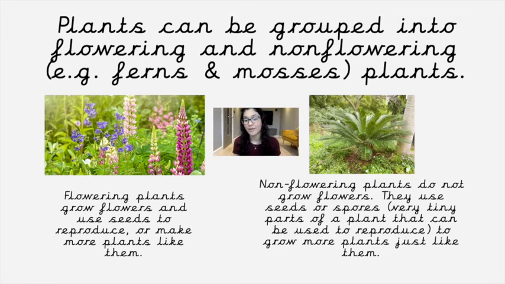You have the non-flowering plants, on the other hand, who do not grow flowers. So they use seeds or spores. Now, a spore is a very tiny part of a plant that can be used to reproduce and create more of them. So yes, that's how non-flowering plants are created. And obviously, as the name suggests, a non-flowering plant does not produce flowers.